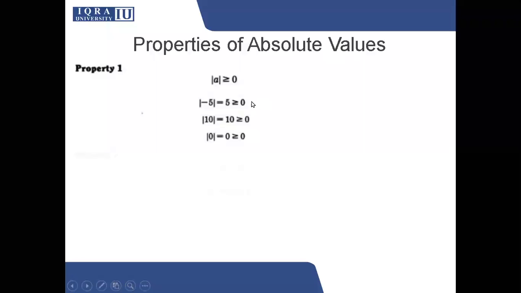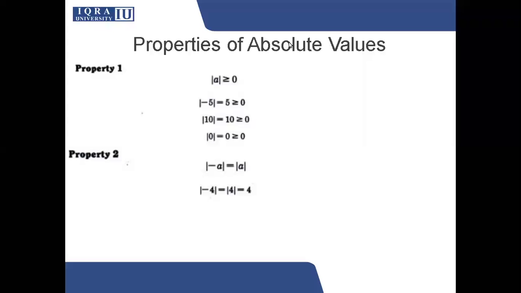The next property is that the absolute value of a negative number is the same as the absolute value of the same positive number. For example, the absolute value of minus 4 is 4, and the absolute value of 4 is also 4, right? So the absolute value of minus 4 is the same as the absolute value of plus 4, which is 4. So this is the second property.